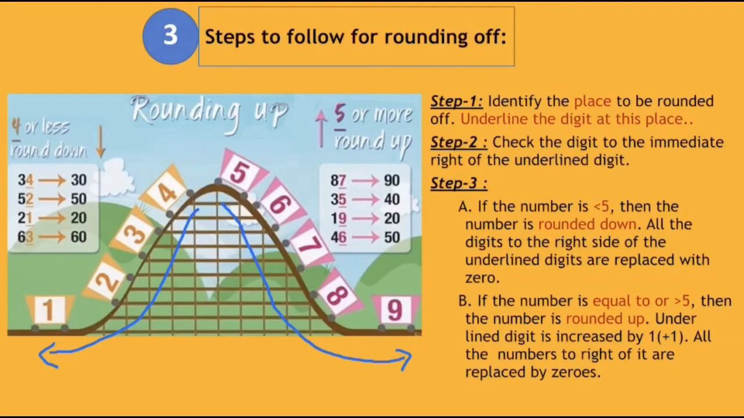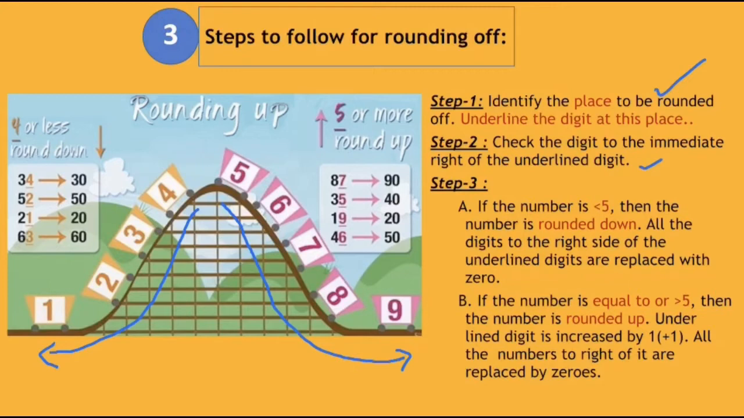Step 1. Identify the place to be rounded off. Underline the digit at this place. Step 2. Check the digit to the immediate right side of the underlined digit. Step 3. Compare that digit with 5.